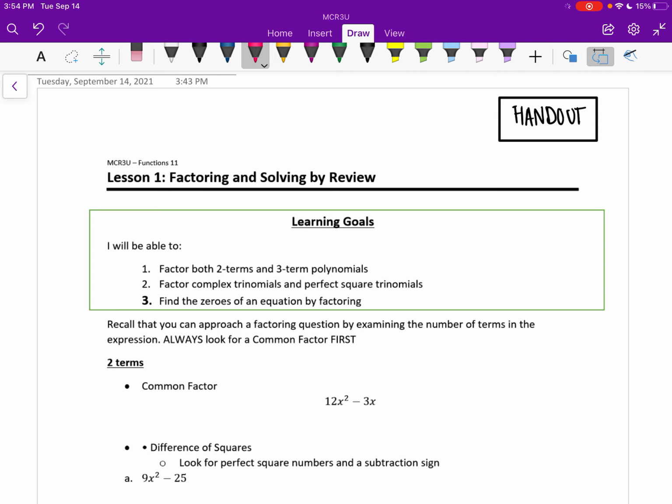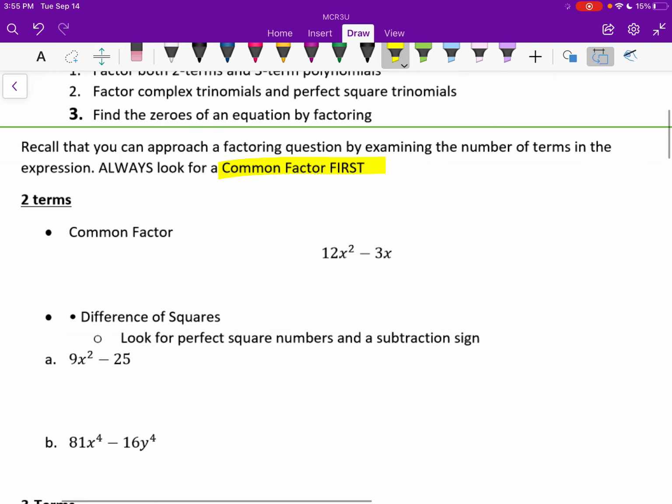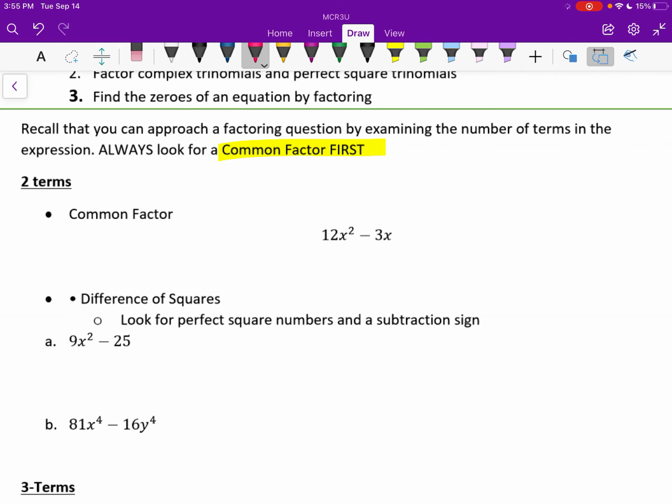Okay, so this is review from last year. This might jog your memory a little bit, just a little bit of a refresher. So recall that you can always approach a factoring question by examining the number of terms in the expression. The first thing you should always do, if you remember this from last year, is find the common factor, right? So let's do the common factor first.